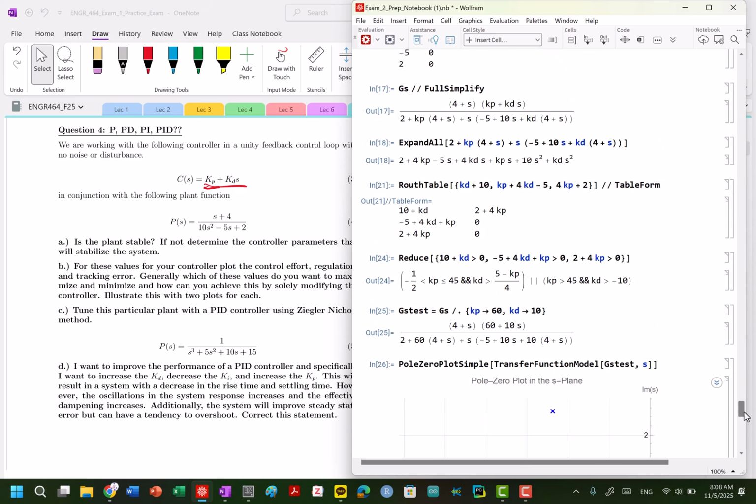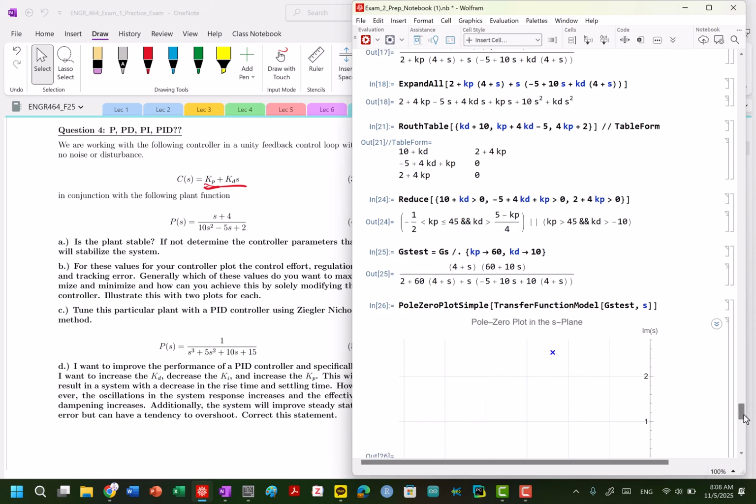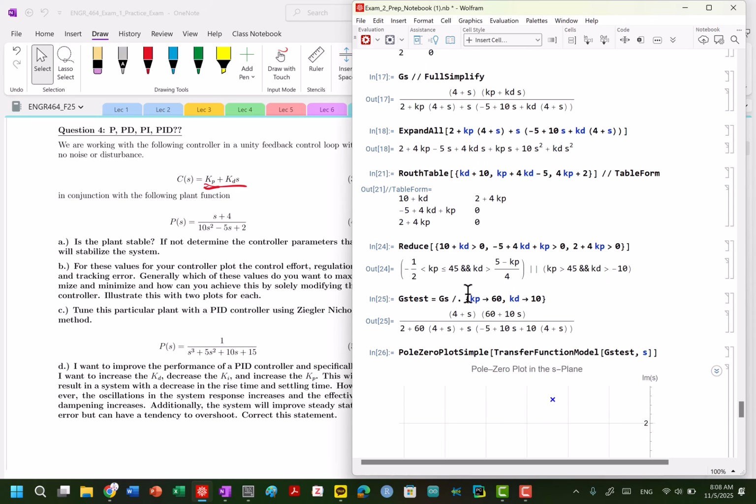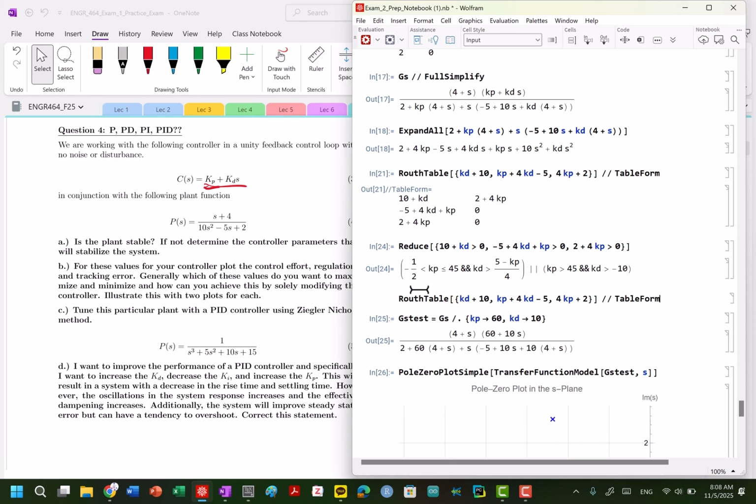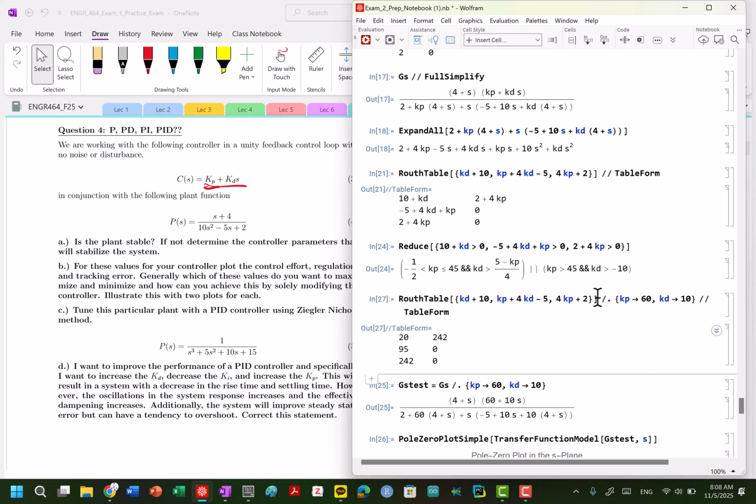So we have 2 zeros, we have 2 poles. We're all in the left-hand plane. Let's just make sure. I'm going to pull this Routh table down here. It's always good to just double check. Let's do slash dot here, slash dot here. And there we go. So we are indeed stable.